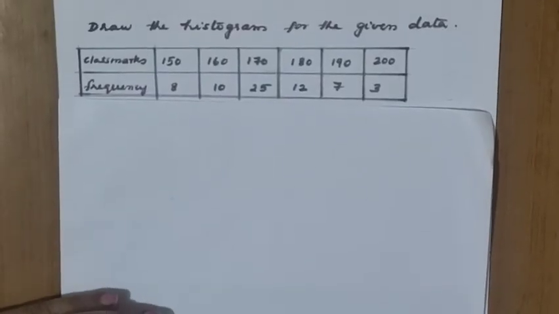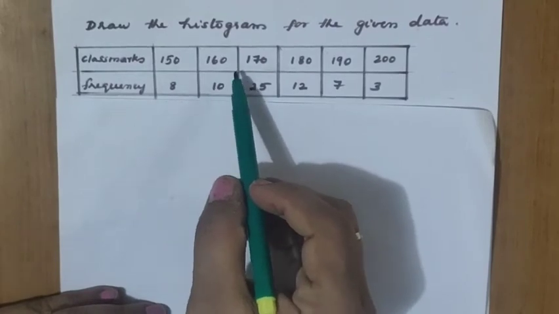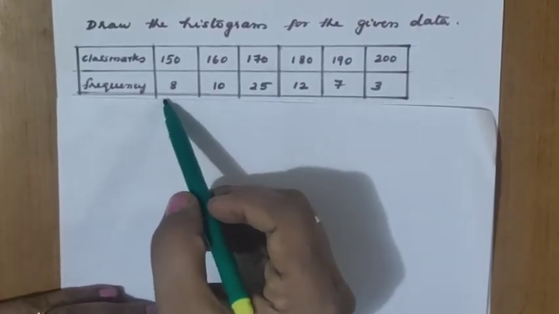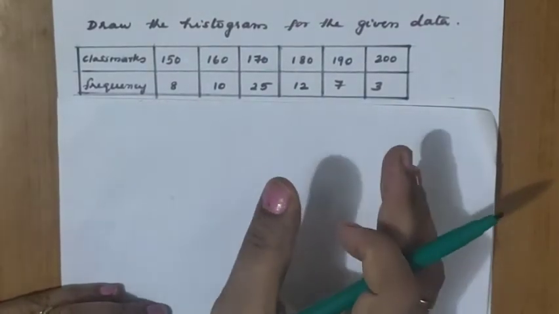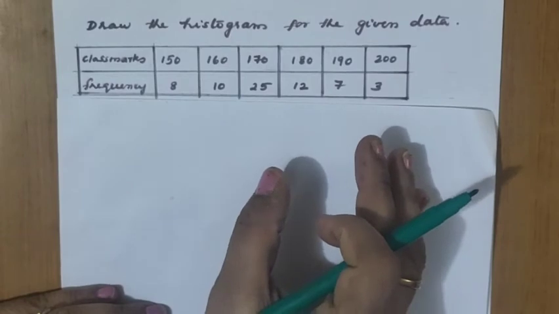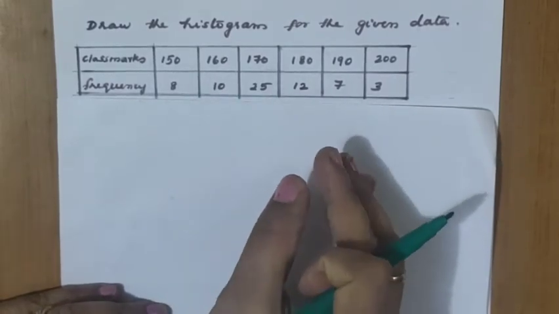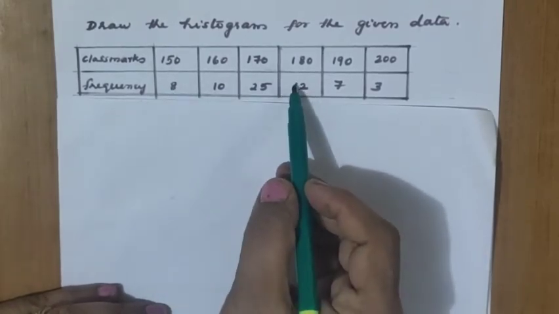Draw the histogram for the given data. Class marks: 150, 160, 170, 180, 190, 200. Frequency: 8, 10, 25, 12, 7, 3. Here there is a problem, because it is not a class interval. It is given as a class mark, that means the midpoint of the class interval. So we should convert it into a class interval first.